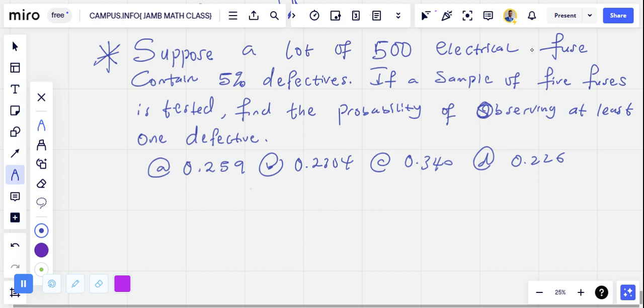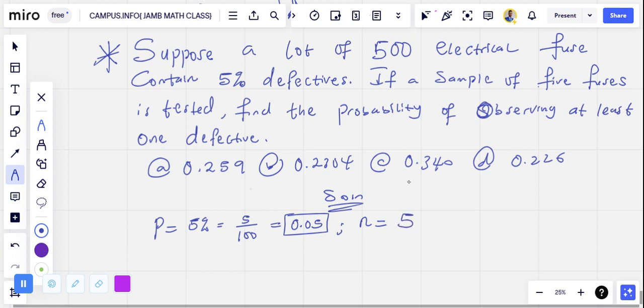Suppose a lot of 500 electrical fuses contain 5% defective. Let's say this 5% is for probability. 5% simply implies 5/100, right? And that is 0.05. That's my p. What else do I need? I need my n. N is the sample selected. It says if a sample of 5 fuses is tested, that means I have my n as 5. Are you guys following? Now it says find the probability of observing at least one.